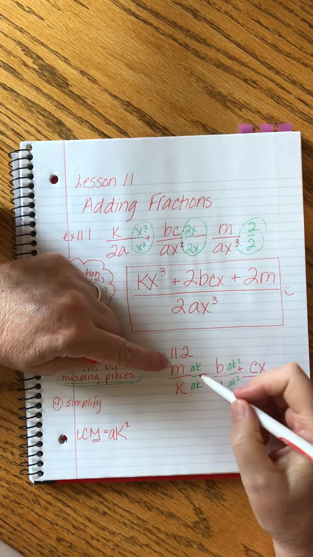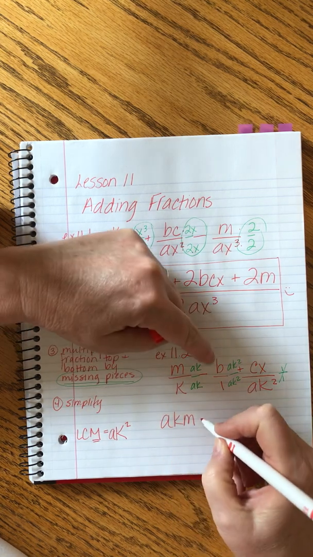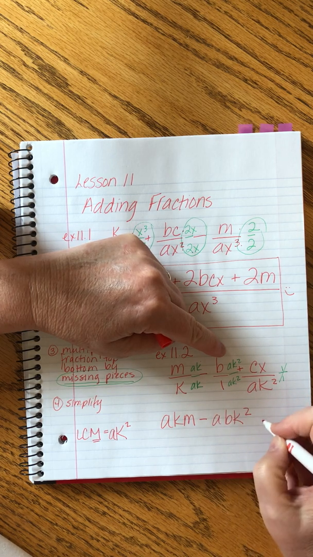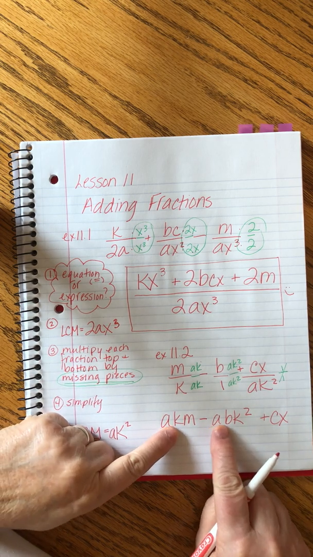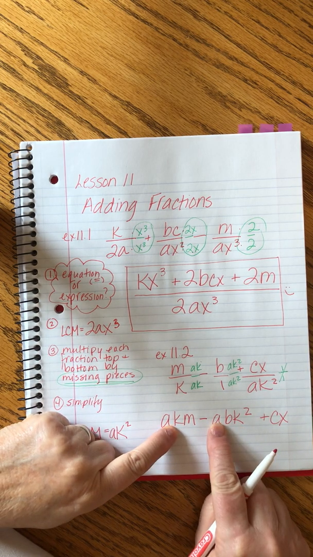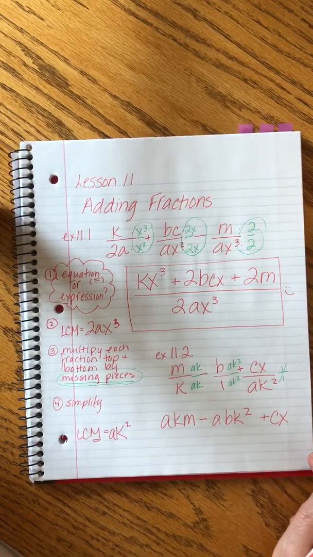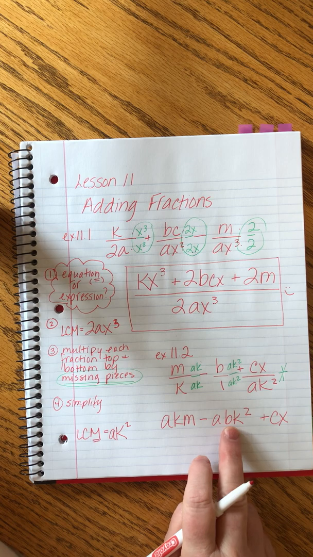Now I'm ready to multiply. Again, I'm going to go alphabetical. So I'm going to have AKM minus ABK squared plus CX. Some students might ask, well, should we factor the AK out of these two? Since we see there are matching letters in these, we could factor out the AK. It is not necessary to do that. Factoring and distributing are neither right nor wrong, so you can leave them in either form. We can't add them together. They're not like terms because they have other letters mixed in.